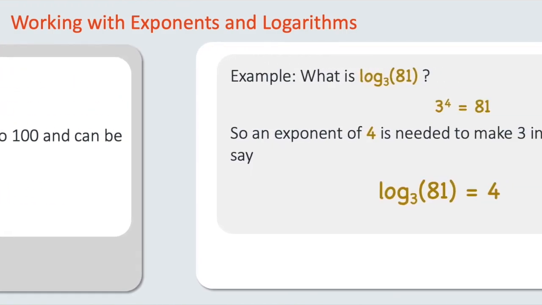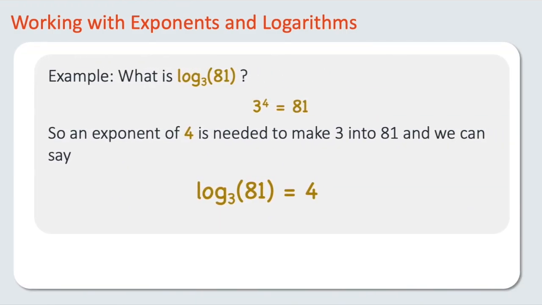Here we have another example. What is log base 3 of 81? In an exponential form, this is 3 raised to the power of 4 is equal to 81. So, an exponent of 4 is needed to make 3 into 81, and we can say log to the base of 3 of 81 is equal to 4.